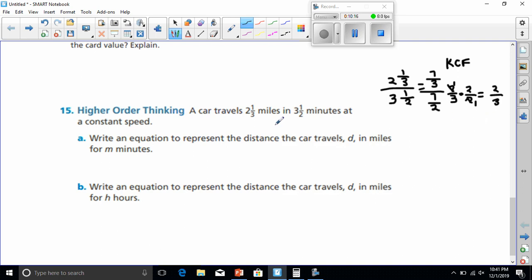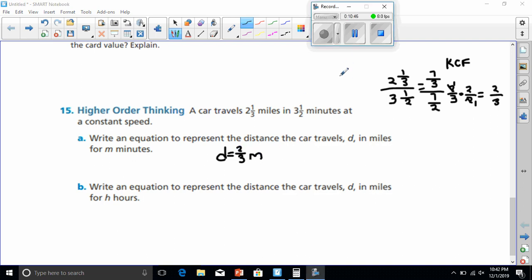So if I'm going to go ahead and write that as an equation to represent the distance the car travels, which is d, in miles for m minutes. We don't know how many minutes, but the time is going to be here, and it's going to be equal to 2/3, because we're going 2/3 of a mile every minute. So my equation will be d equals 2/3 m.